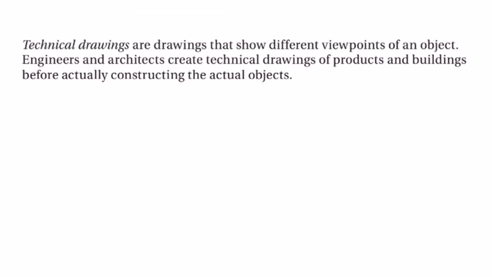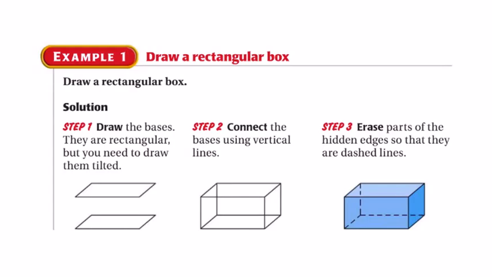Technical drawings are drawings that show different viewpoints of an object. Engineers and architects create technical drawings of products and buildings before actually constructing the actual objects. There are lots of programs you can use, even PowerPoint, where you can insert three-dimensional drawings and solids that can actually rotate and everything. So we're going to be looking at how to draw those in 2D.